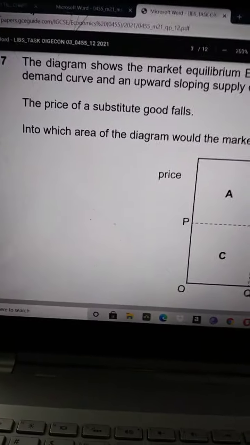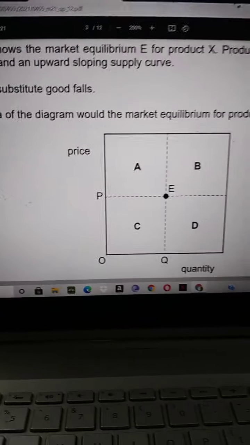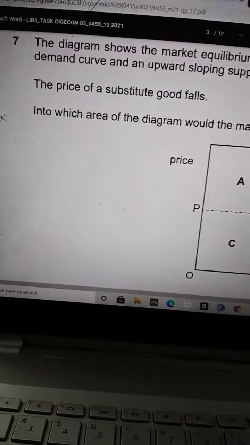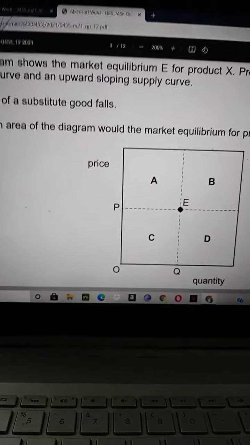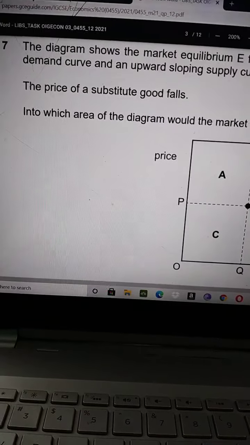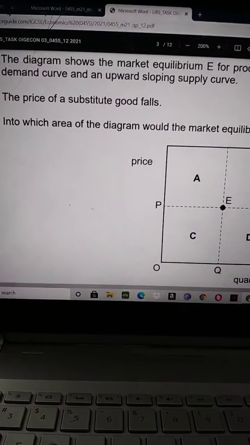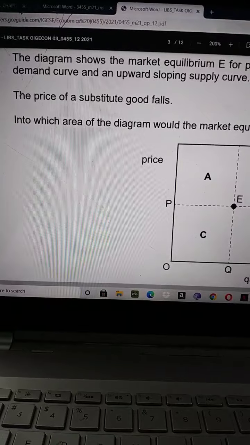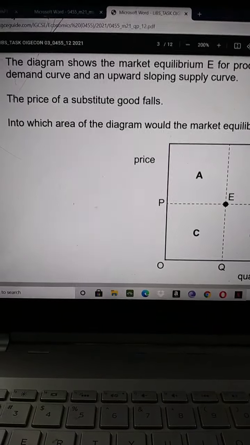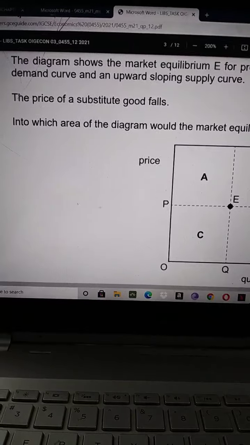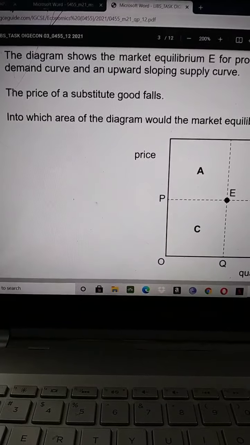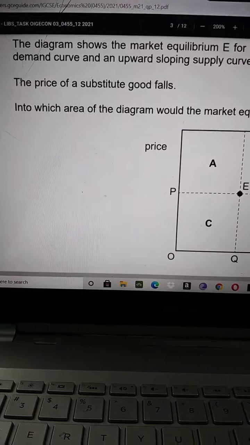One of the best questions of this paper, question number 7. The diagram shows the market equilibrium E for product X. We know the downward sloping demand curve and the upward sloping supply curve. So they are actually giving the shape of the demand supply curve, and the students should know it. The price of a substitute good falls. If the price of the substitute good is falling, then this product will have a decrease in demand. Why? Because the substitute will gain more demand as its prices are falling, and the demand for this given product will decrease.